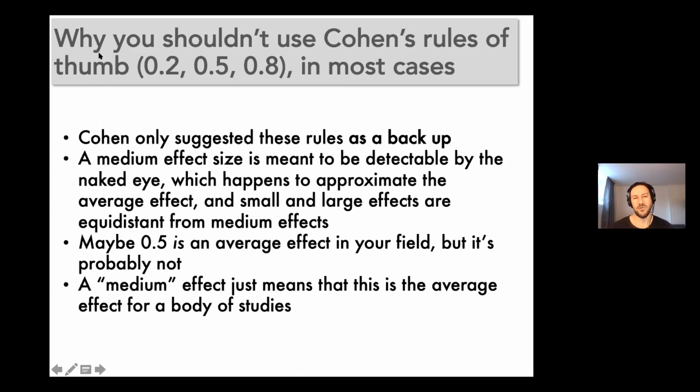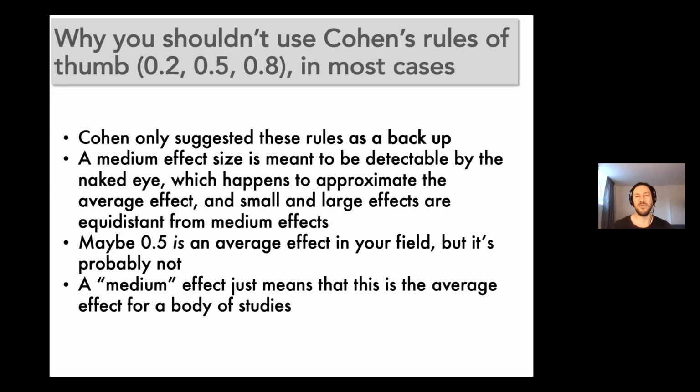When Cohen first proposed these benchmarks, Cohen said this has to be an absolute backup. When you have no idea about the size of effects in your field, use this only when you have no idea. Yet people have used this as gospel, that this is what a medium effect is, or a small effect, or a large effect. So you can obviously see the error in that.